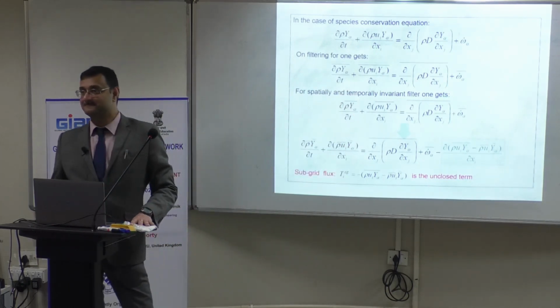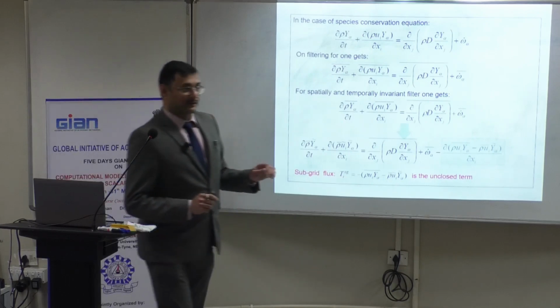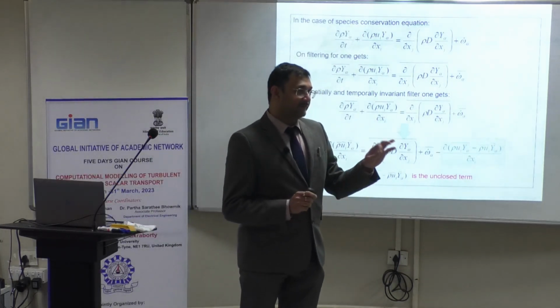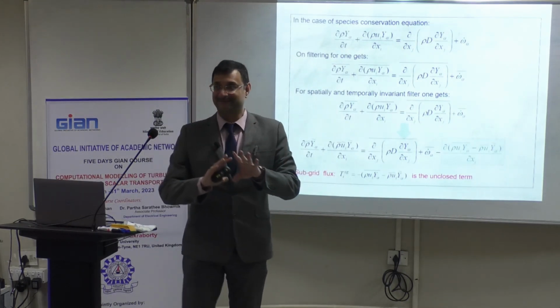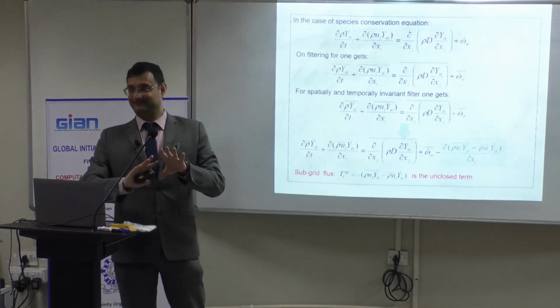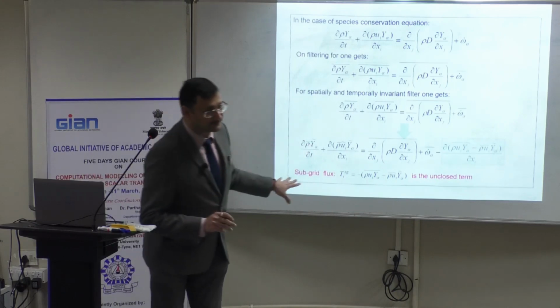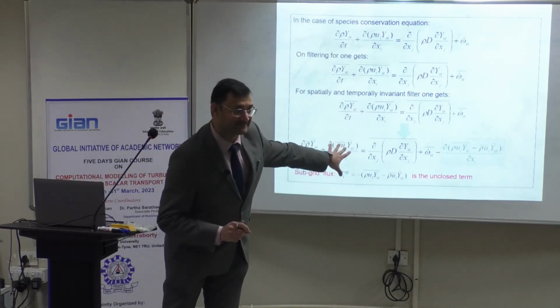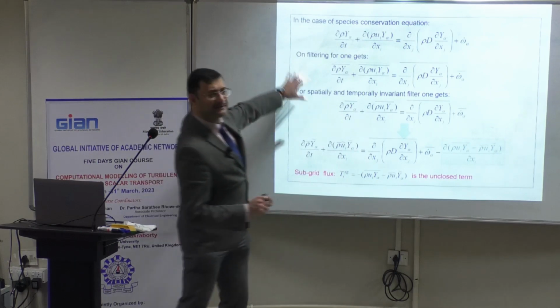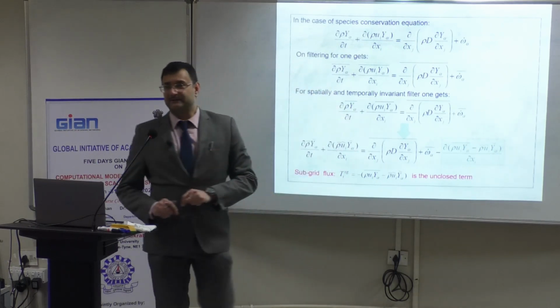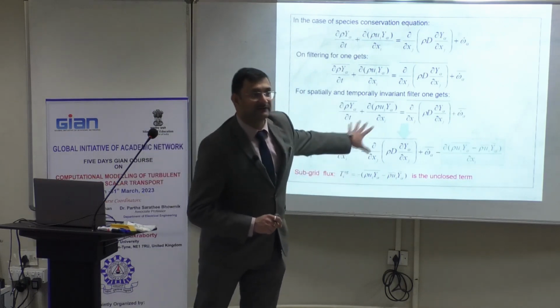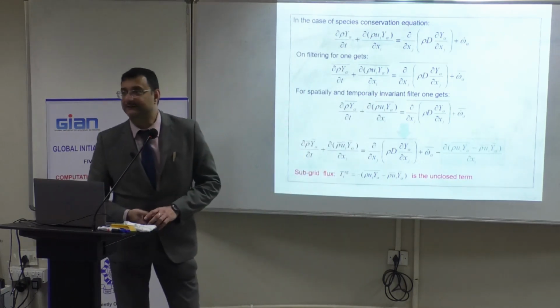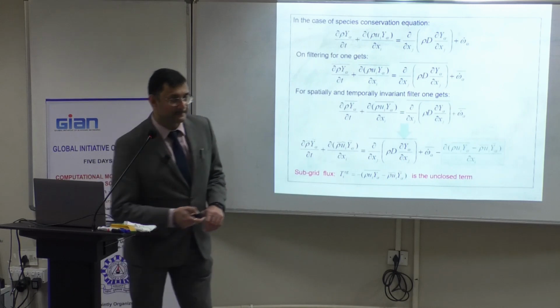By Favre averaging or Favre filtering, I have ensured my mass conservation equation doesn't need any modeling, but I still need models for momentum conservation and species conservation. And the same thing appears in the case of the energy equation, in terms of subgrid flux of temperature or enthalpy, depending on how you express your energy equation. Okay?